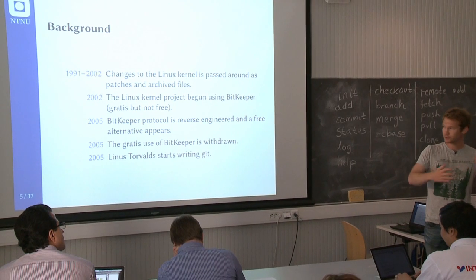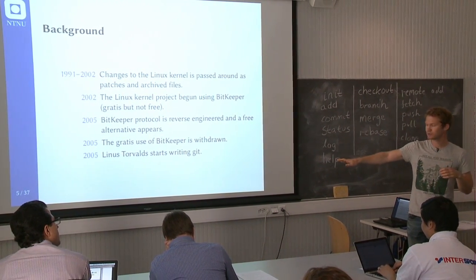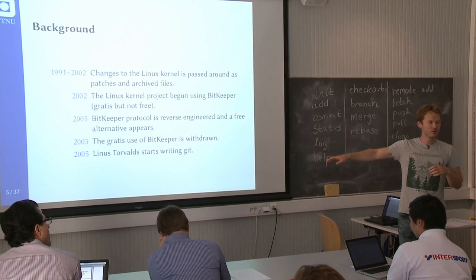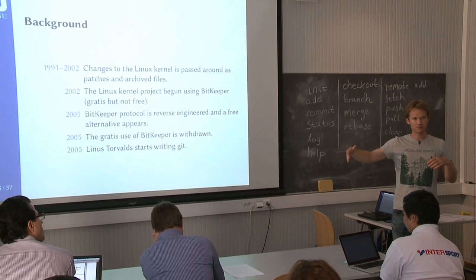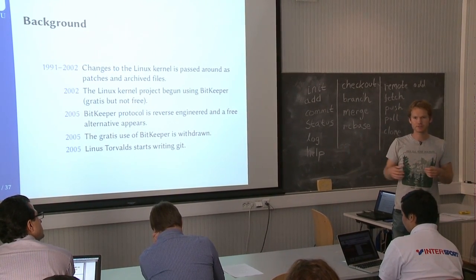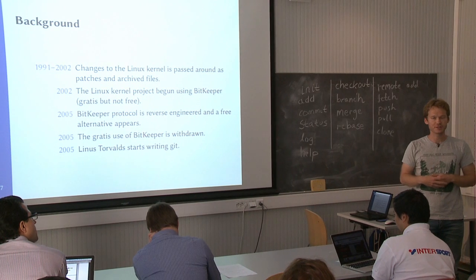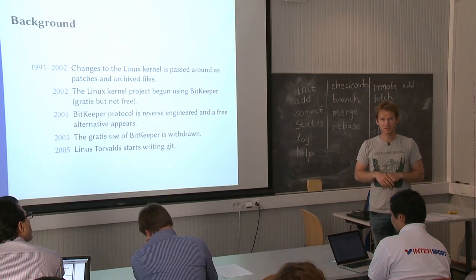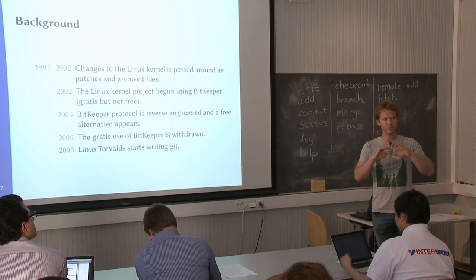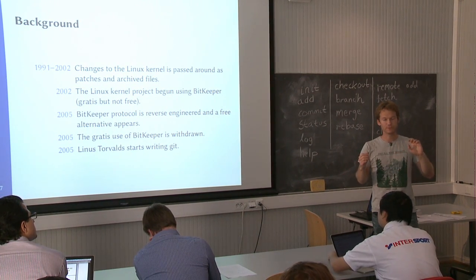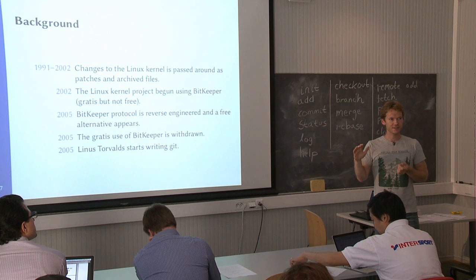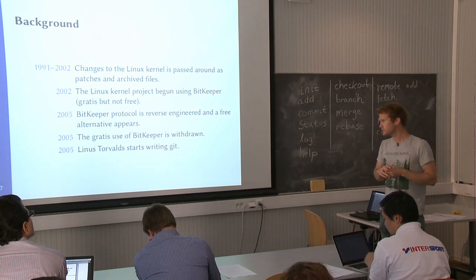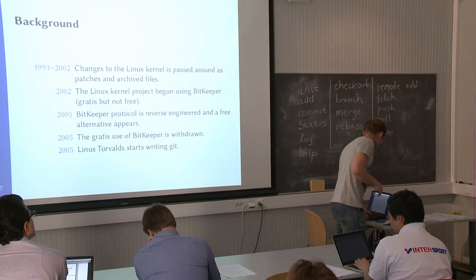That was not very popular with the people making BitKeeper, so they withdrew the free use, and then Linus Torvalds was stuck. What should he do now? He found out that he didn't like any of the other version control systems available at that time, so he just started writing his own. That means that Git, from the start, is made for a big project with many files and many people involved. It scales very well. But it is also usable for smaller projects.